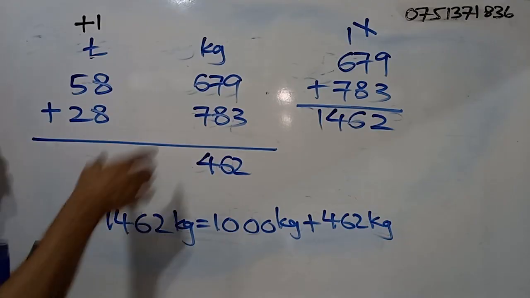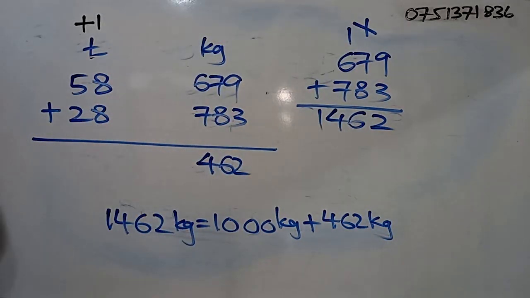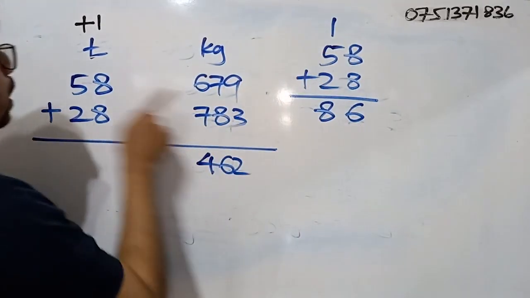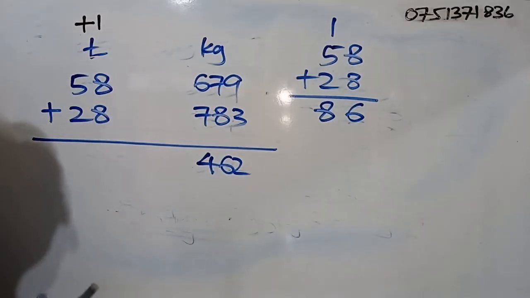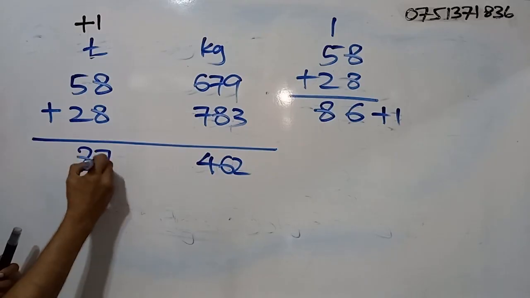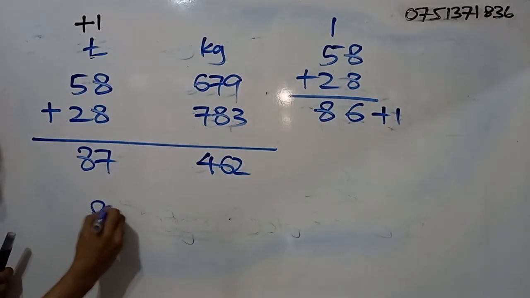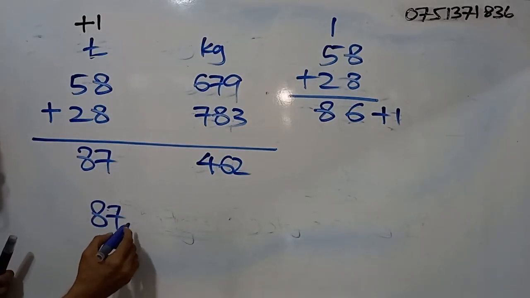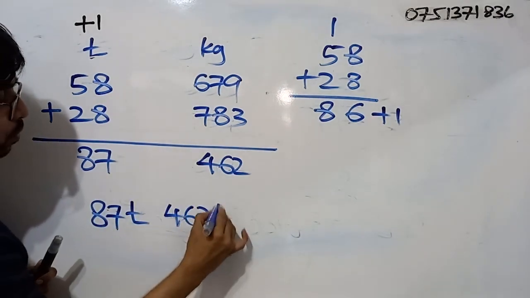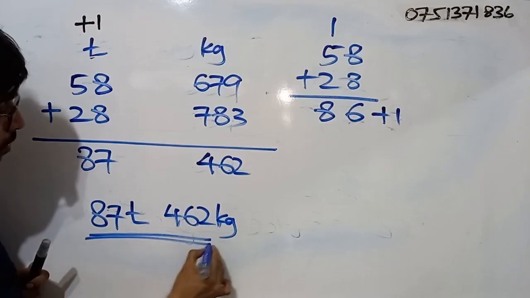Okay, so now we are done adding the kilograms column. So we will move to the metric tons column. So when we add these two values, we get 86. To that, we have to add this one. So 86 plus 1, what will it be? 87. So finally, what's the answer? 87 metric tons and 462 kilograms.